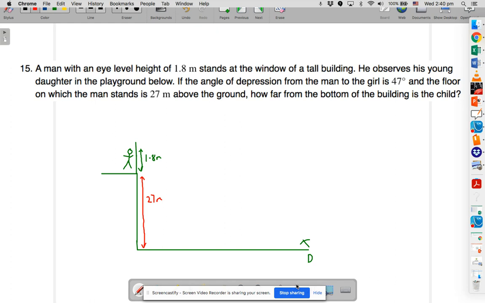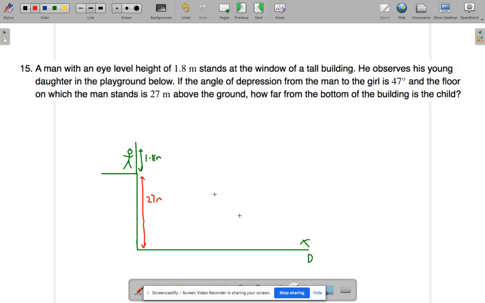So let's see if we can draw a line there. There we go. And I'll just go back to the green colour. Draw a line down to there. And for the man to look at the girl, he's going to look down 47 degrees. So he's going to lower his eyes 47 degrees. Let's mark that in.